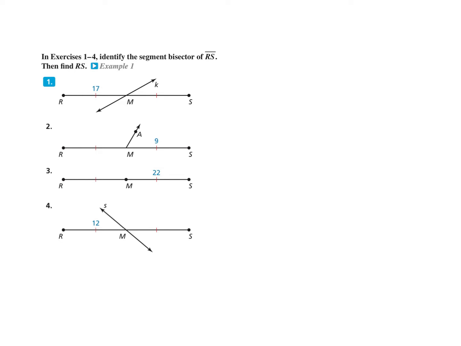Okay, this is 1.3. Identify the segment bisector of segment RS. So number one, the segment bisector is line K. Yes, it bisects it at M. Okay, now RS, the distance from R to S, would be 17 and 17, which is 34.